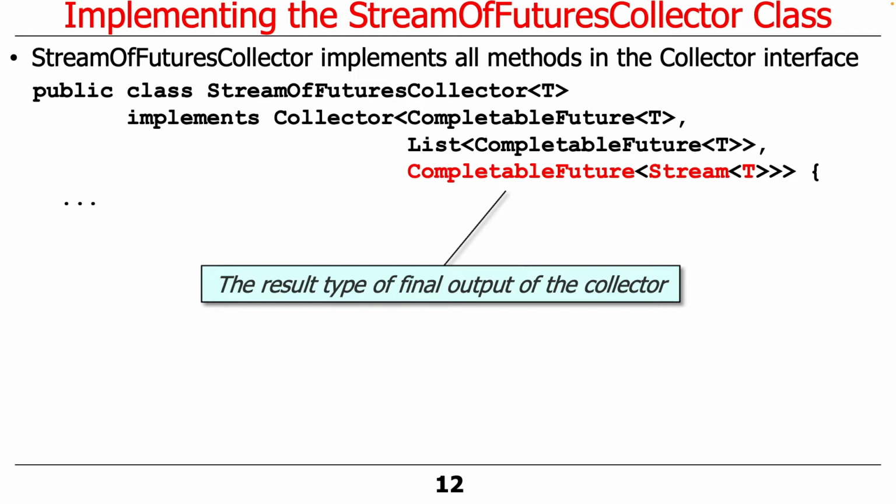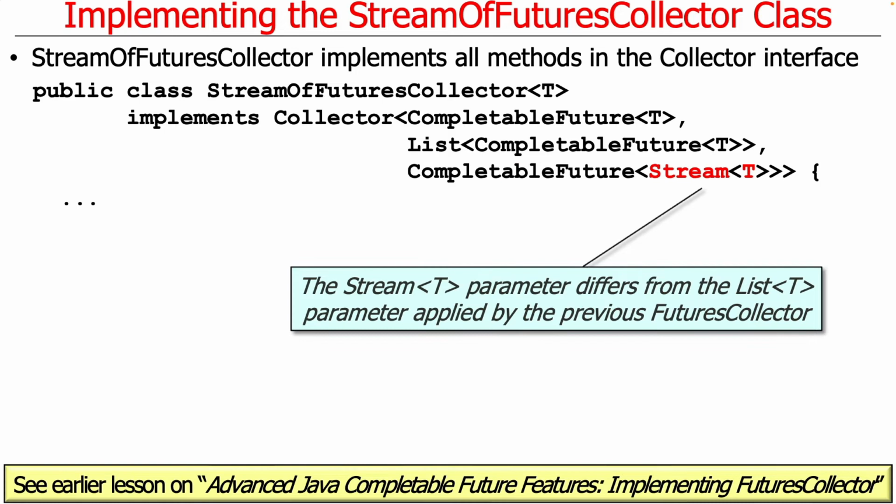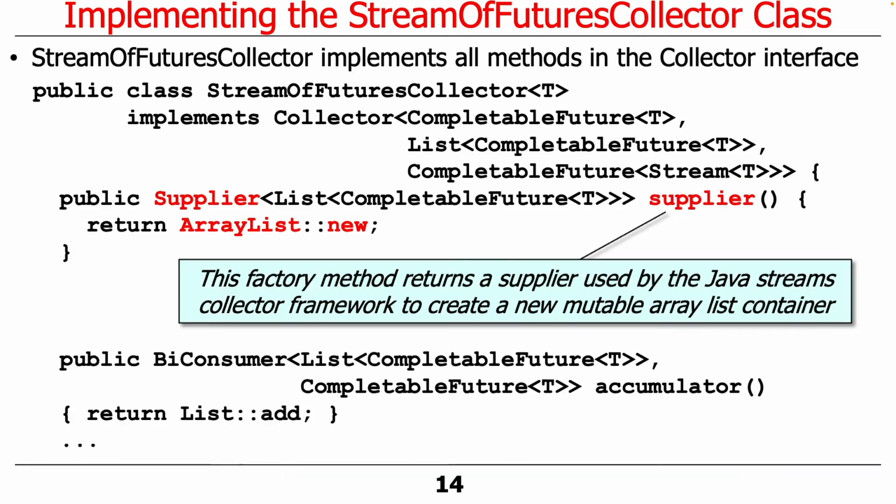And the Stream of T part here is pretty cool and interesting. The Stream of T parameter in StreamOfFuturesCollector is slightly different from the List of T parameter that we used in our previous discussion of FuturesCollector, which we probably should have called ListOfFuturesCollector just to be consistent. The FuturesCollector we talked about before returned a CompletableFuture to a List of T, and this is going to be a CompletableFuture to a Stream of T. And you'll see why we need to do that, because we end up wanting to use the results of this whole thing as a stream, and if we return it as a list, we'll have to turn it back into a stream again, which would be excessive conversion overhead.